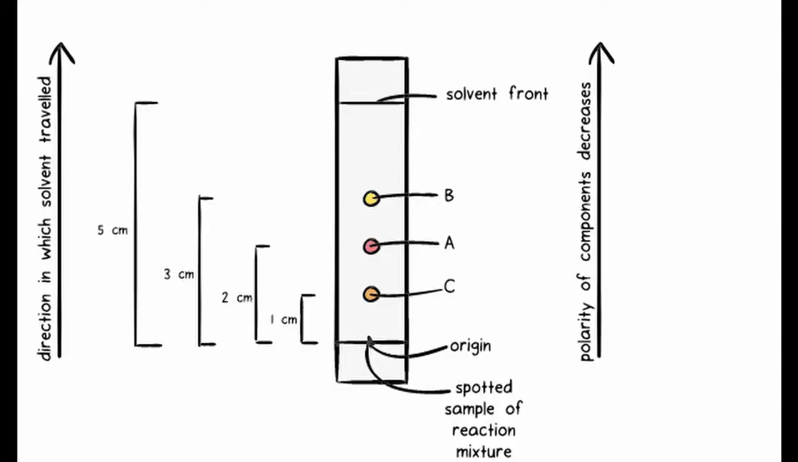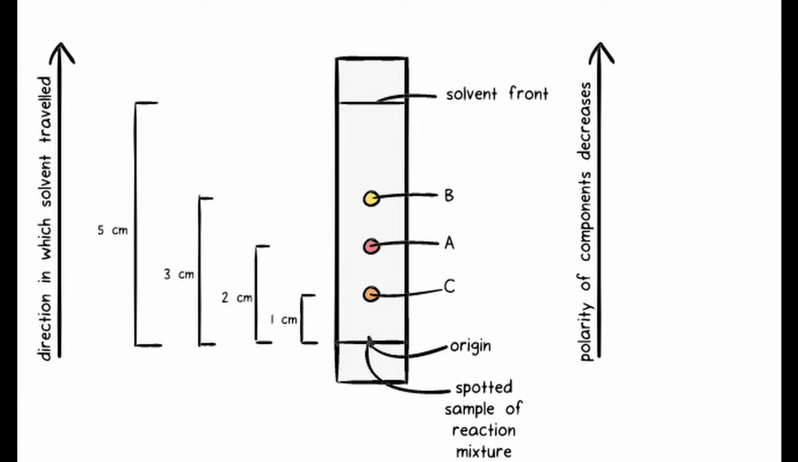The image shown is a sample TLC experiment result. In a TLC, the component that travels the maximum distance is the least polar, and the component which travels the minimum distance is the most polar. In the image, we can see that the solvent front has traveled 5 cm, the B component has traveled a distance of 3 cm, A a distance of 2 cm, and C a distance of 1 cm. Since B has traveled the maximum distance, we can say that component B is the least polar and C is the most polar component among these three.